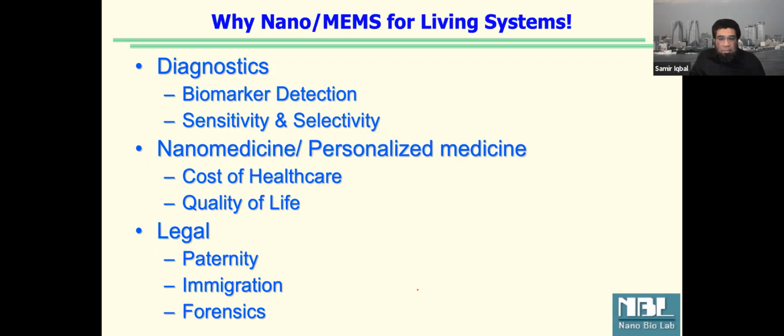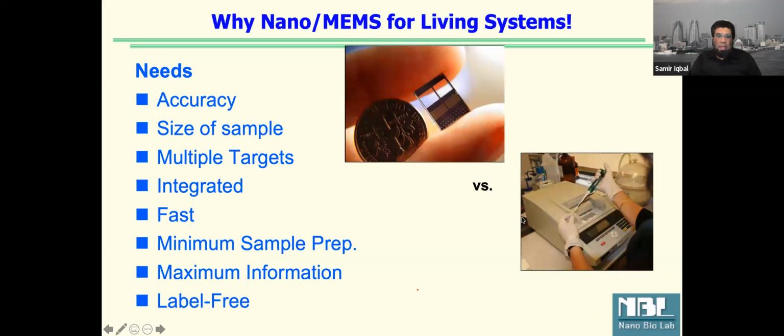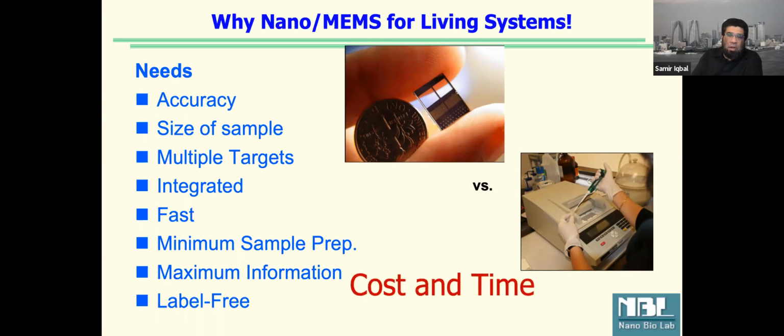There are legal places where we need these sensors. There is a whole bunch of needs that go into making these sensors. We need better accuracy, higher accuracy. We want small samples. We want to detect many things, maybe in one test. At the end of the day, it's the cost and time that dictates: we want to cut down cost and get results faster.